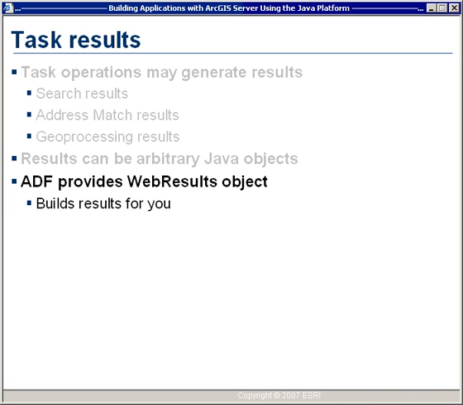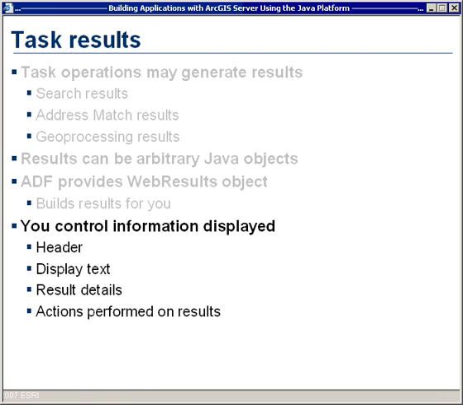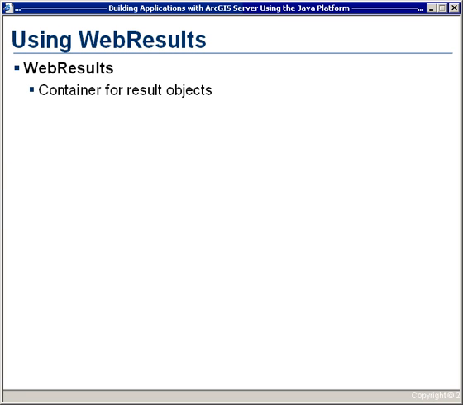In order to make handling results easier, the ADF provides you with a web results object. This object accepts a list of results and will build the result display for you. As a developer, we have a lot of control over what information is shown to the user in the results display by using this web results object. You can specify the header that displays at the top, the text that represents the actual result in the list, the detailed information of the results, and what sort of actions can be performed on the results, such as zooming to or highlighting. So this web results object acts as a container for our list of result objects.